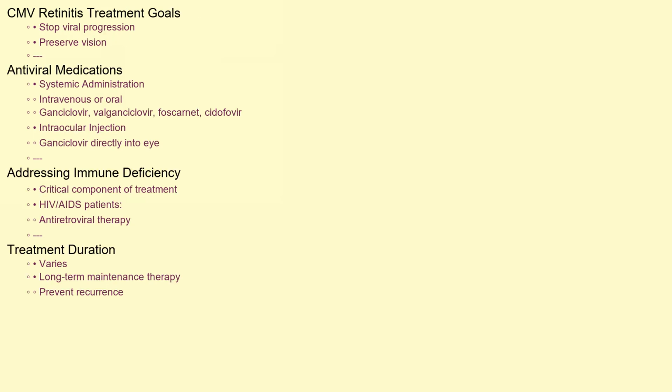The goal of treatment for CMV retinitis is to stop the progression of the viral infection and preserve vision. This typically involves antiviral medications that specifically target CMV. These medications can be administered systemically, usually intravenously or orally. Examples include ganciclovir, valganciclovir, foscarnet, and cidofovir. In some cases, an intraocular injection of ganciclovir directly into the eye may be used to achieve high drug concentrations in the retina. It's also critical to address the underlying immune deficiency. For example, people with HIV/AIDS should be on antiretroviral therapy to improve their immune function. The duration of treatment varies, but often involves long-term maintenance therapy to prevent recurrence.